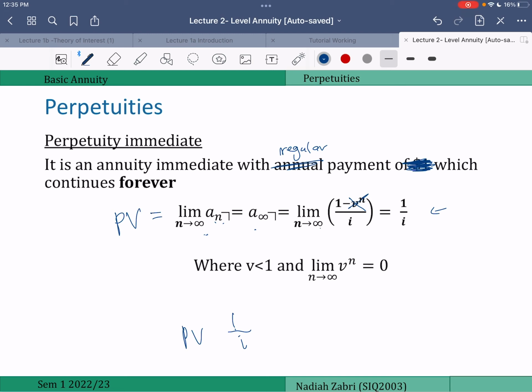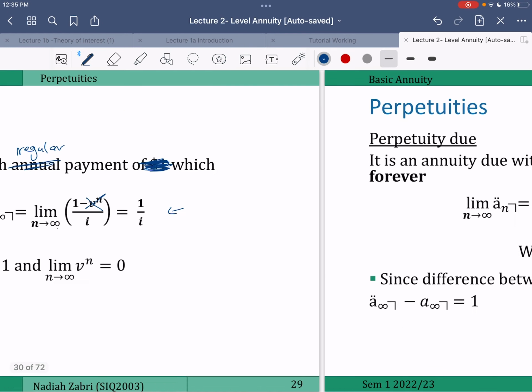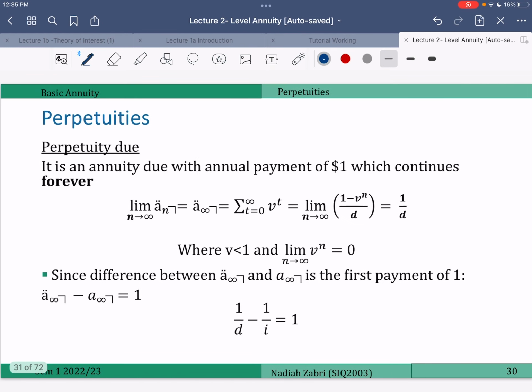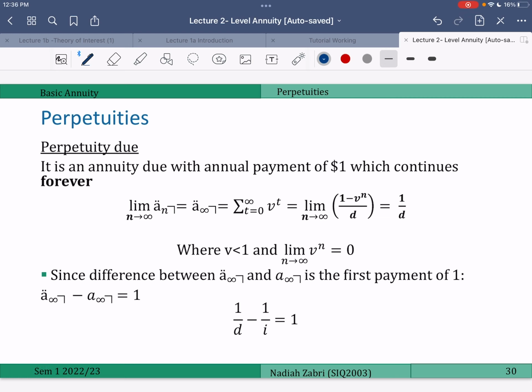Usually for perpetuity we don't find accumulated value, right? The one that I showed you is perpetuity immediate, but if you want to do the same for perpetuity due, you want to find the present value for perpetuity due. It is basically you write down the formula for annuity due, the formula for A double dot angle n. So you find what is the formula when n approaches infinity. So the present value will be 1 over d.